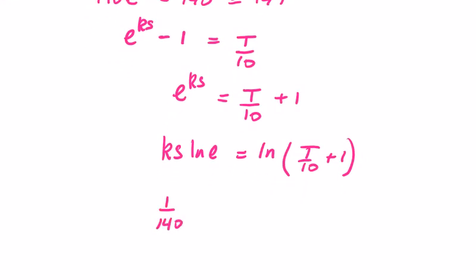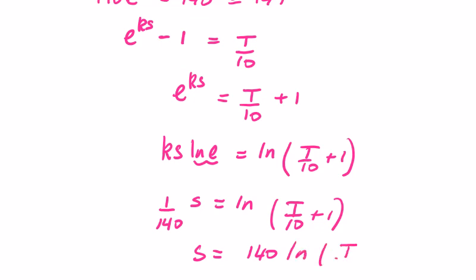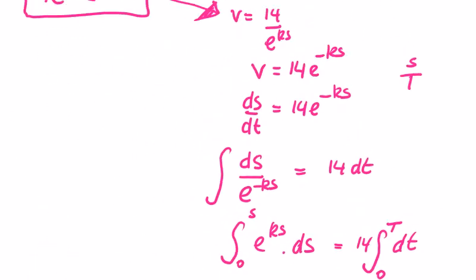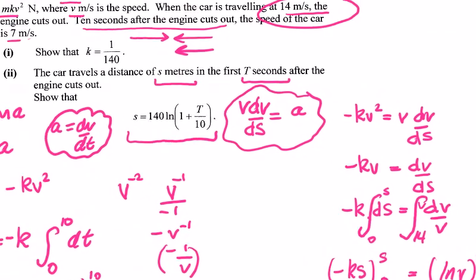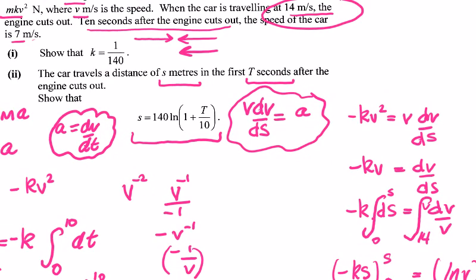I'm going to have to do this again. And we know the natural log of e is 1, so 1 over 140 times s is equal to the natural log of t over 10 plus 1, multiplied by 140 to get s is equal to 140 times the natural log of t over 10 plus 1. 140 by the natural log of t over 10 plus 1. Please God, 140 by the natural log of t over 10 plus 1.